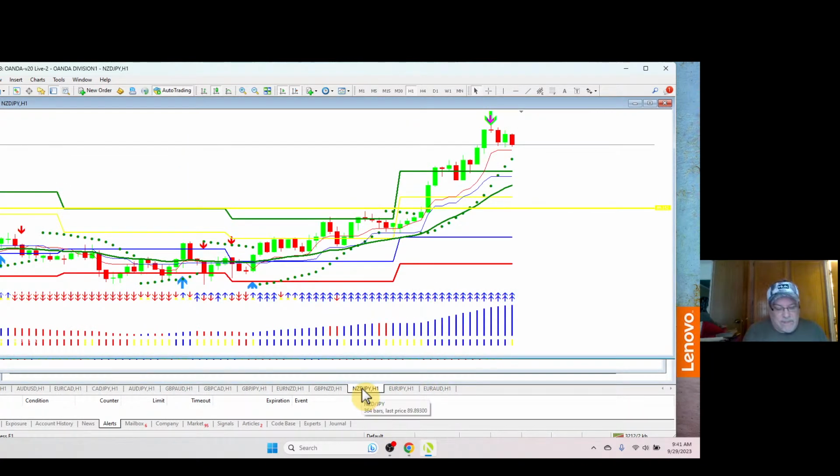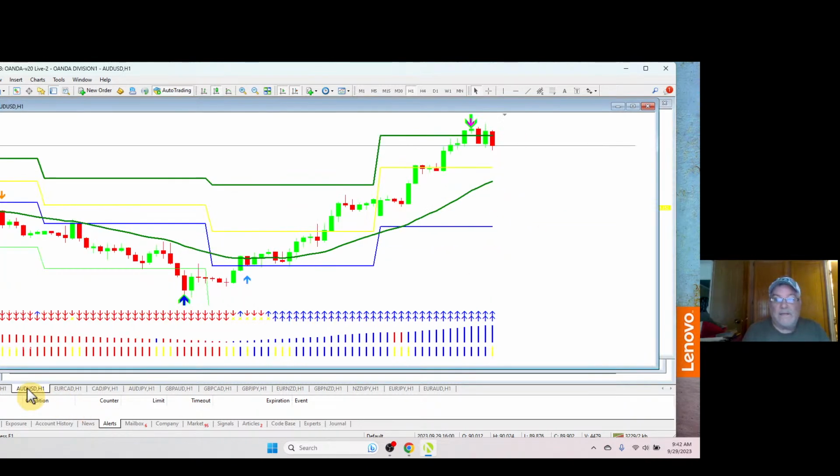New Zealand yen, it's just not moving. I'm up 12 pips. Nope. Now I'm up 13. Come on, New Zealand, drop down. We'll make a little money. Aussie dollar. It's not going down either.